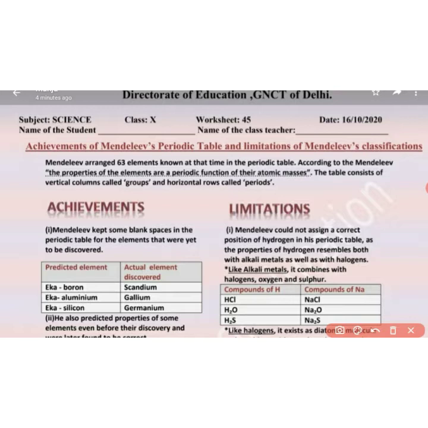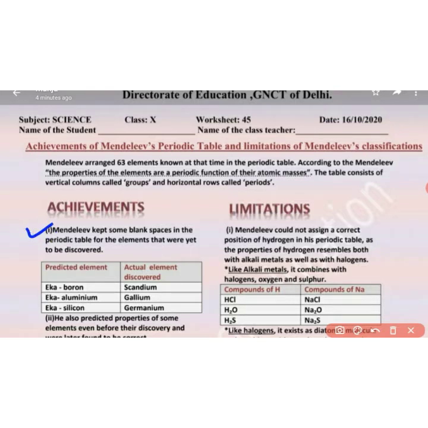The table consists of vertical columns which are called groups, and in Mendeleev's periodic table only 8 groups were there, and the horizontal rows, which are the periods, 6 periods were known. Now first of all we'll see what were the achievements of Mendeleev.